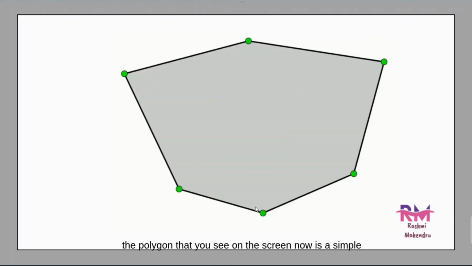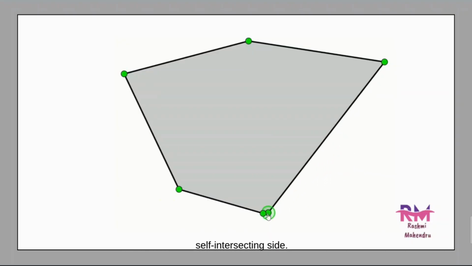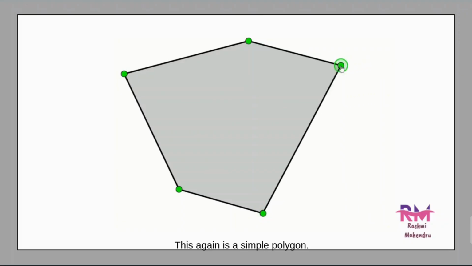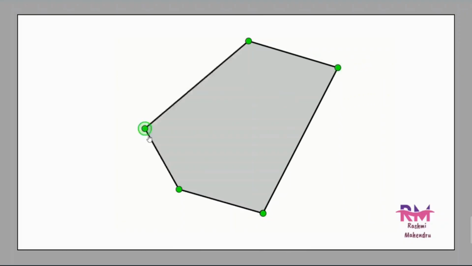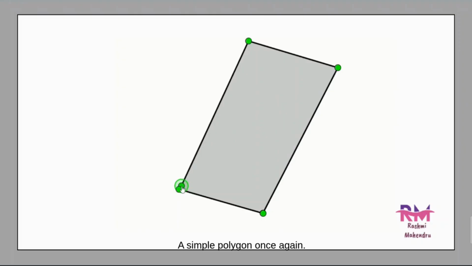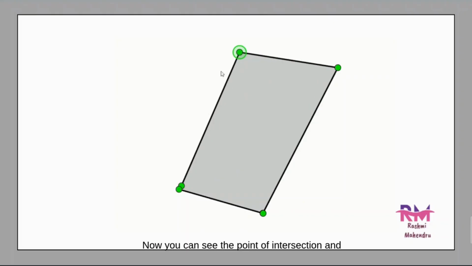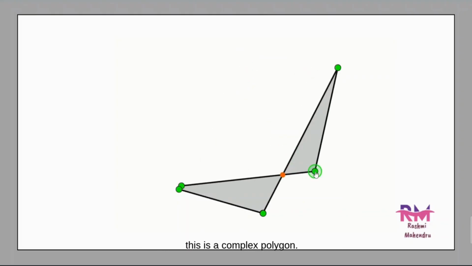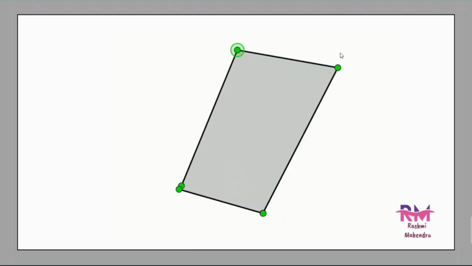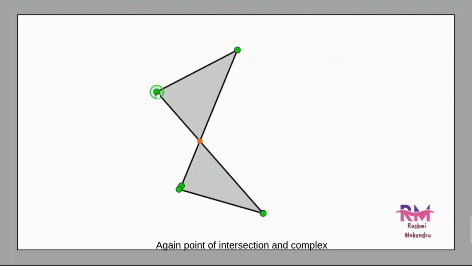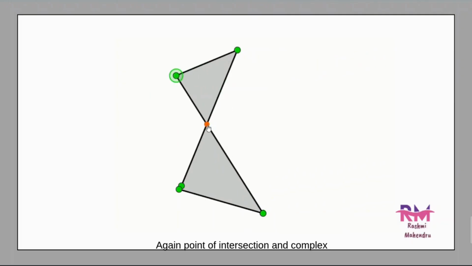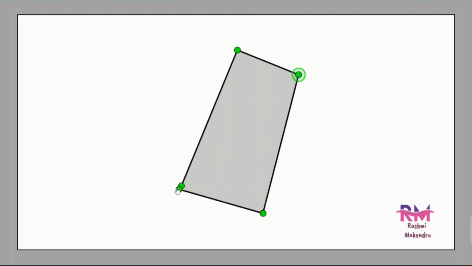For example, the polygon that you see on the screen now is a simple polygon because it doesn't have any self-intersecting side. This again is a simple polygon. A simple polygon once again. Now let's overlap the side. Now you can see the point of intersection, and this is a complex polygon. Again, point of intersection and complex polygon.